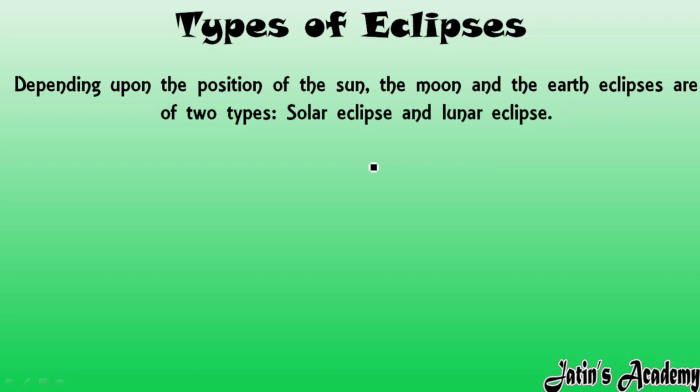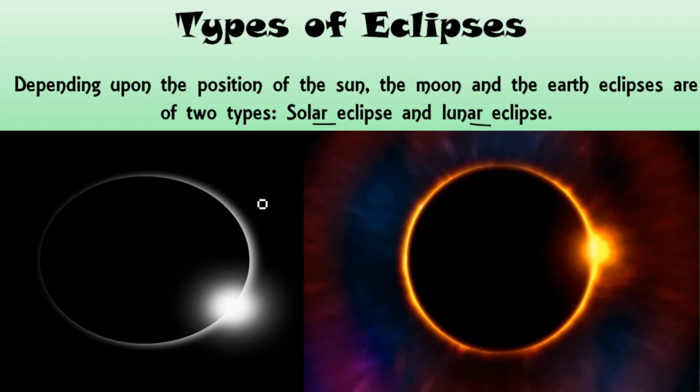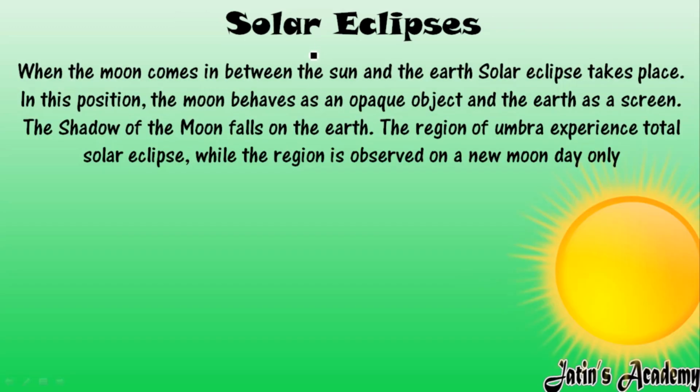Two types of eclipses are there, solar eclipse and lunar eclipse. In Hindi we say Surya Grahan and Chandra Grahan. So here we have the image for the lunar eclipse and this is the image for the solar eclipse. Now one by one we are going to study the solar and lunar eclipse. So first we are going to study the solar eclipse. So what do you mean by solar eclipse?